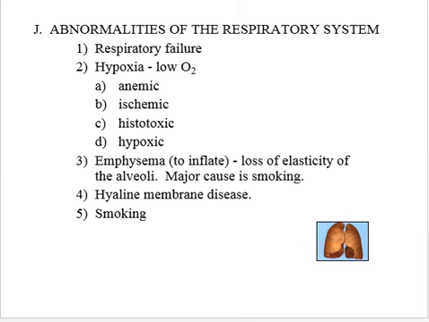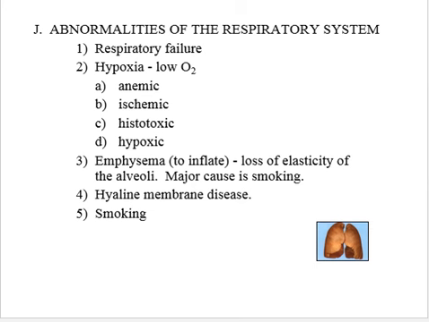An abnormality called emphysema, that means literally to inflate. Most commonly caused by smoking, but there are other things that can damage the lungs. In this condition, the alveoli lose their elasticity. If the alveoli lose their elasticity, they don't snap back to push the air out, right? So you inflate, but there's no snapback to push the air back out. Major cause, as I said, is smoking.